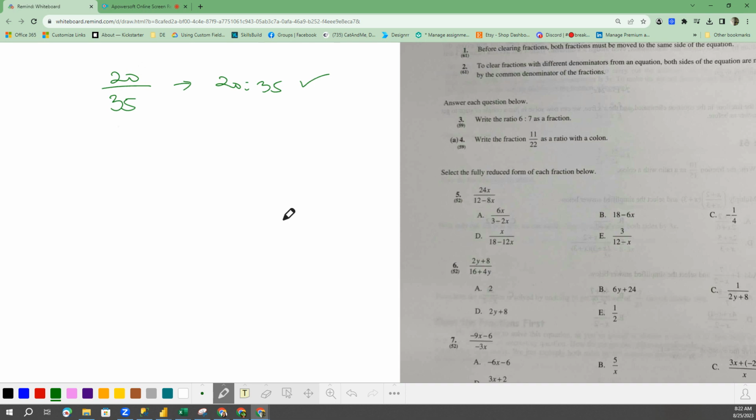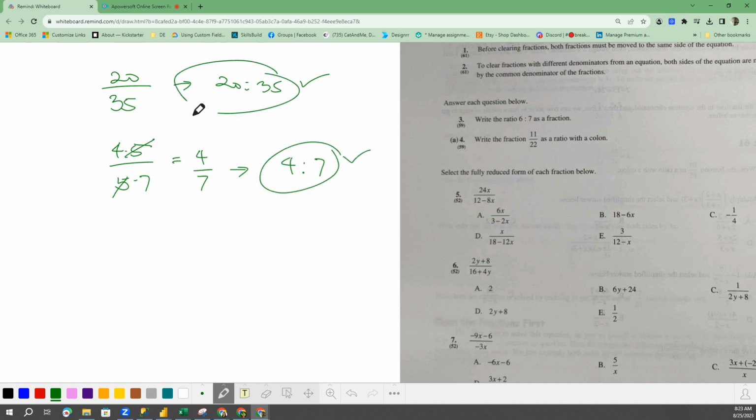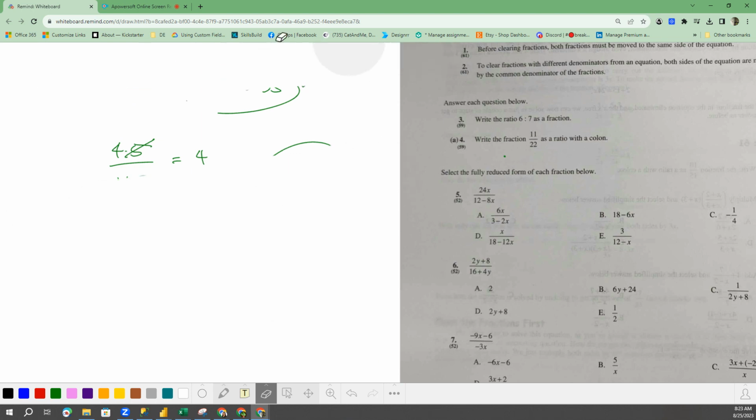So that means 20 is 4 times 5, and 35 is 5 times 7. So these two will cancel out. Therefore, that's 4 over 7. So the ratio of that is 4 is to 7. This would be more preferable as opposed to that, although they are technically the same. Okay, so that's what I want you to figure out with number 3 and number 4. See if you can cancel something out.